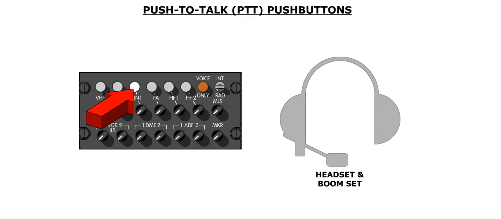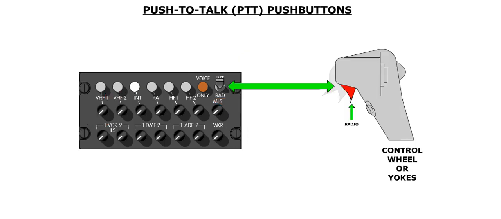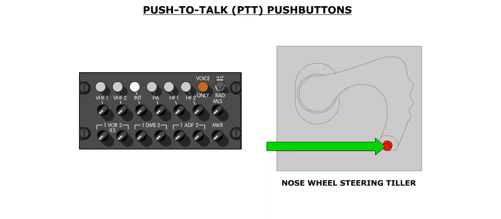Once a communication mode has been selected, transmissions are made through the boom microphone. One of the following methods is used to transmit through the selected mode. Place the INT rad switch on the ACP to the rad position. Or squeeze the push-to-talk selector on the outboard side of each control wheel. The hand microphone incorporates a push-to-talk button as well. The captain also has a push-to-talk switch on the nose wheel steering hand wheel.